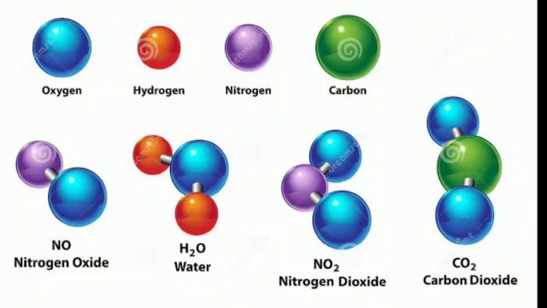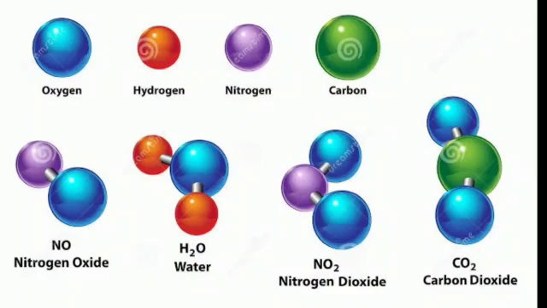And in this video we are going to learn Chapter 14, Chemicals Around the House. In this lesson we'll be learning about a lot of chemicals we use in our day-to-day life. Everything you see around you is made up of some kind of chemical substances. For example, elements like oxygen, hydrogen, nitrogen and carbon, and compounds like nitrogen oxide, water, nitrogen dioxide and carbon dioxide are all chemical substances.